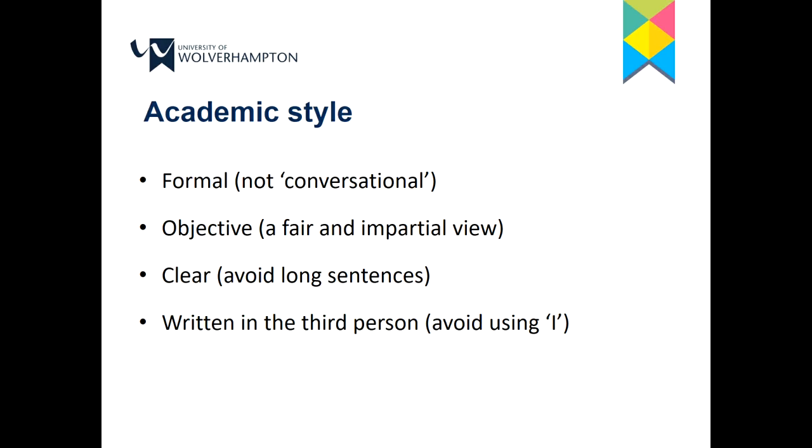So firstly, we're going to think about the style needed for academic writing. Academic writing is fundamentally formal in tone and vocabulary. It doesn't sound like a conversation, and it definitely doesn't include slang or text speak. So please just don't. It's objective, by which I mean it has a clear and distinct purpose. You are writing to answer a set question and pass your assignment.